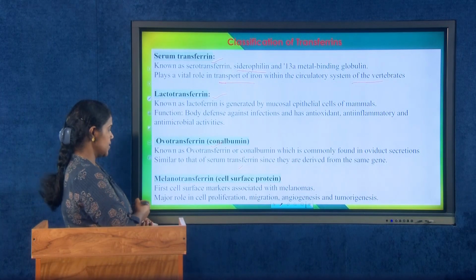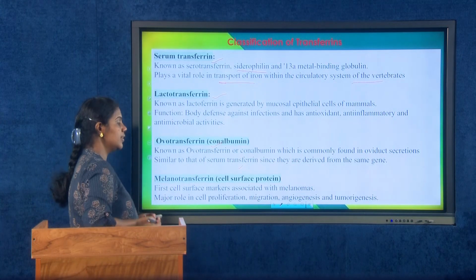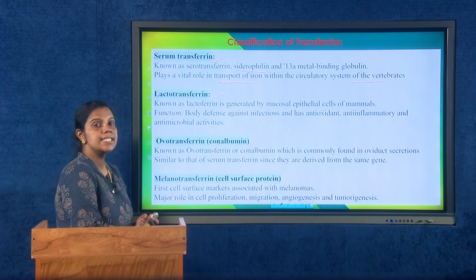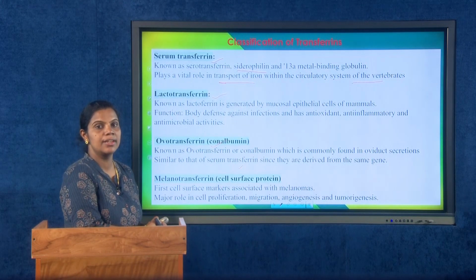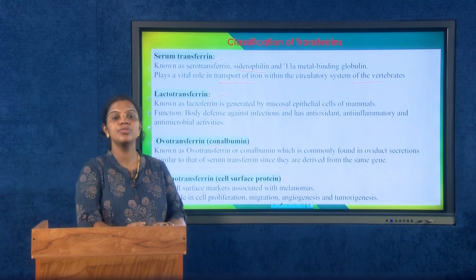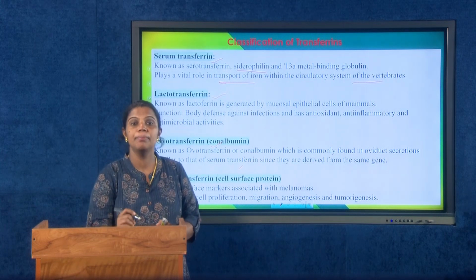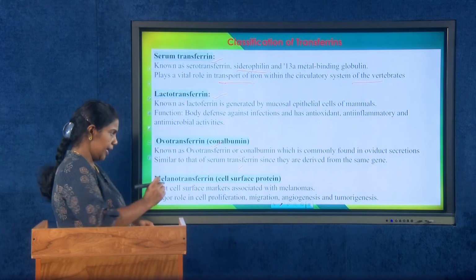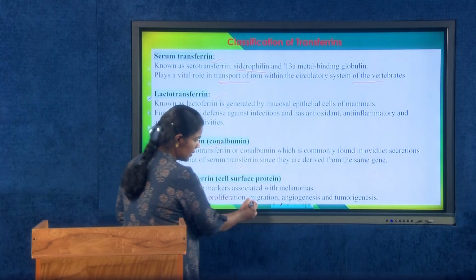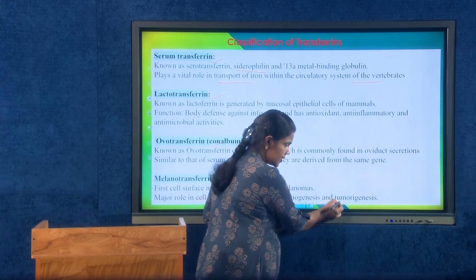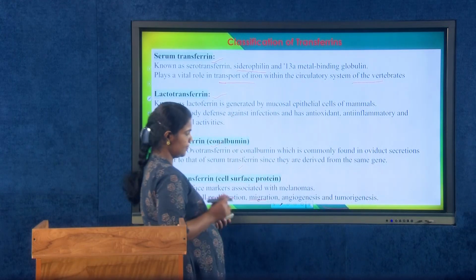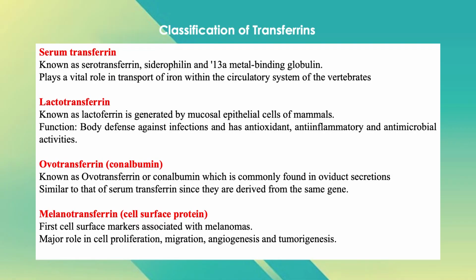Another category of transferrins is the melanotransferrin. These are also known as cell surface proteins, the first cell surface markers associated with melanomas. The major role is in cell proliferation, migration, angiogenesis and tumorigenesis. So, the most important one is the serum transferrin that we are going to see in detail.